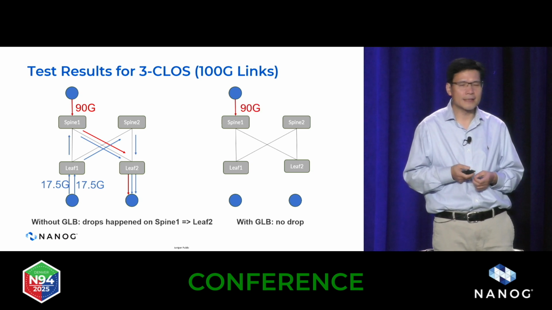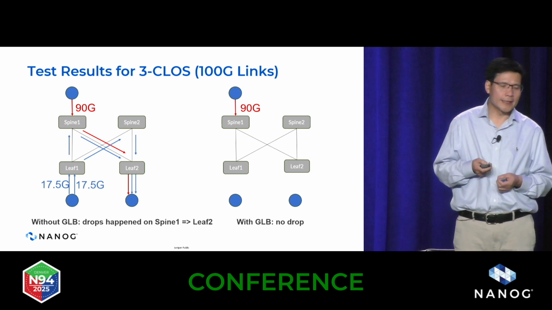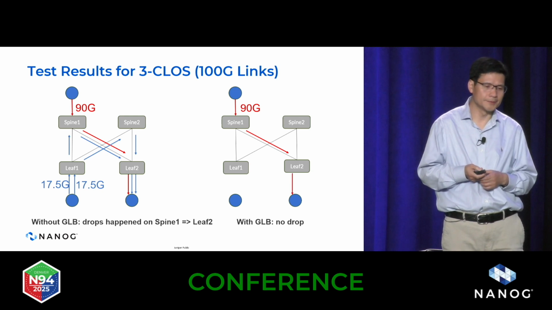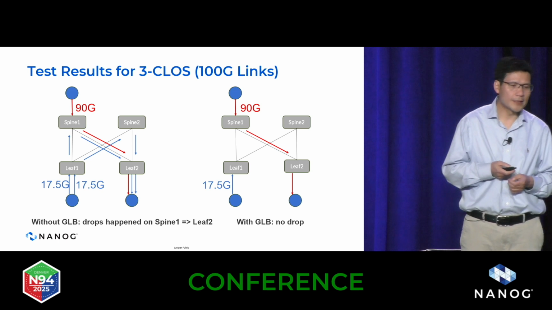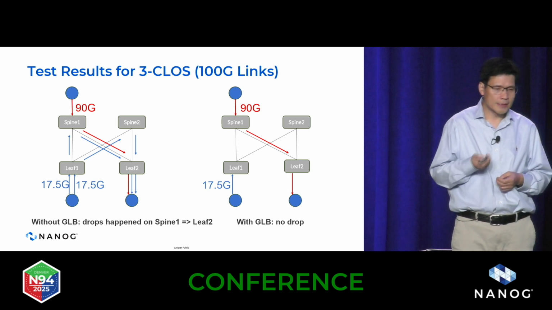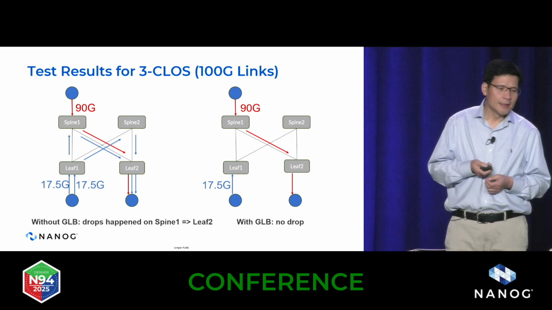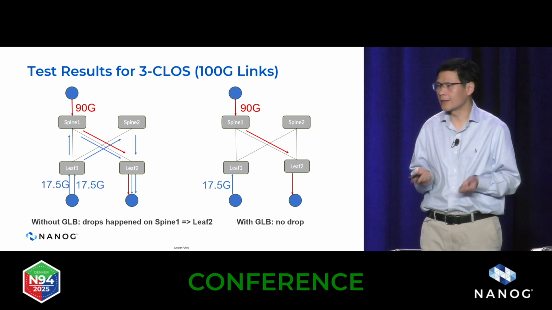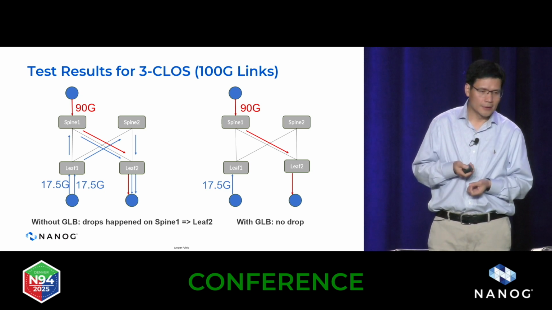Now let's repeat this test with global load balancing turned on. So again, we have 90 gig of flow going from spine 1 towards leaf 2, and we have 17.5 gig of flow going from leaf 1 towards leaf 2. With global load balancing turned on, leaf 1 will not just use the local link node to decide where to hash the flow. He will use the path node to do that.